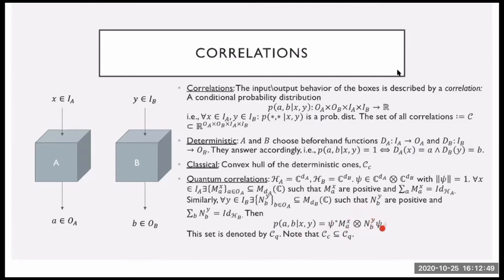You multiply it from the right by the column vector psi, and from the left with the row vector psi star, psi conjugate, and you get some number. This is a non-negative number, because this is the tensor product of two non-negative matrices. And the fact that the matrices sum up to the identity implies that this is actually a conditional probability distribution. So you can check that this function, P(a,b|x,y), gives you a correlation, and the set of all such correlations is denoted by C_Q and called the quantum correlations.